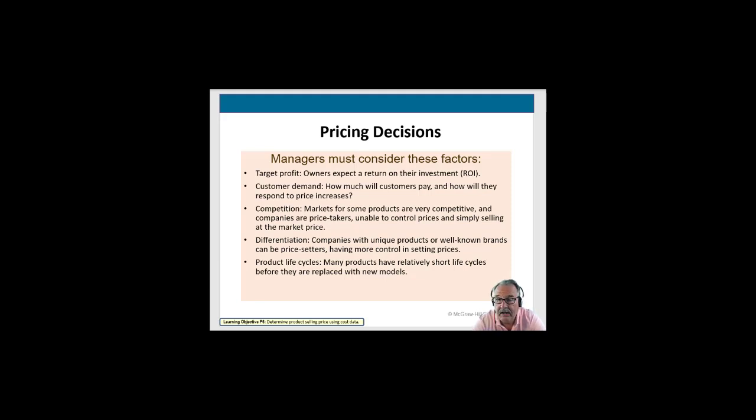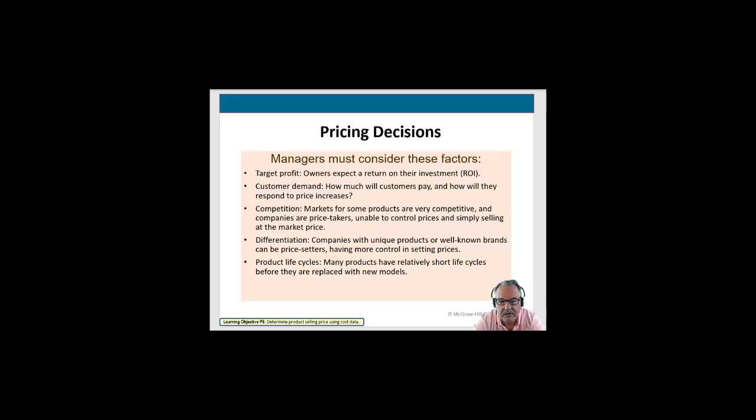And then, do we have a unique product? Can we differentiate our product from competitors so that we can get a premium price? Apple Computers is a classic example of a company that has a premium price. An Apple computer, an Apple iPhone, an Apple iPod or iPad, they're all more expensive than competing brands. But Apple has done a really good job of managing the expectations. They have great brand loyalty. People wait in line overnight to buy the latest Apple product, and there's not many companies that can brag about that.